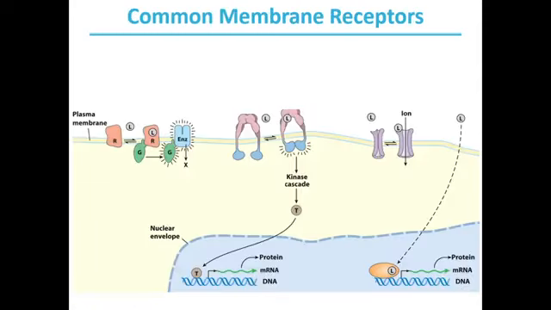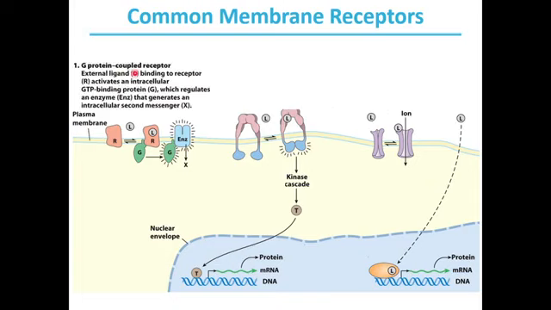Let us discuss the common membrane receptors. These are the 4 general types of signal transducers. G protein coupled receptor. In this case, an external ligand L binds to receptor R, and as a result of this binding, R activates a GTP binding protein G, which regulates an enzyme that generates an intracellular second messenger.